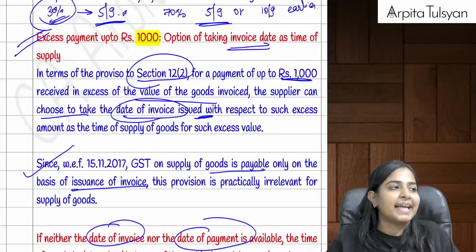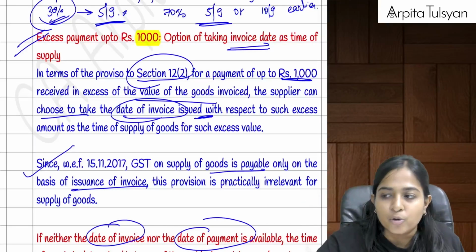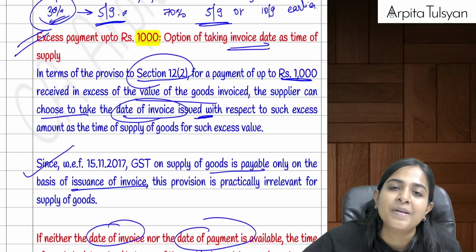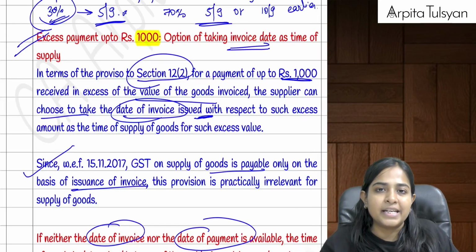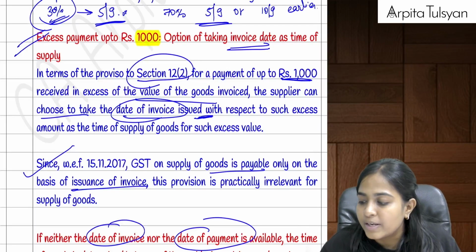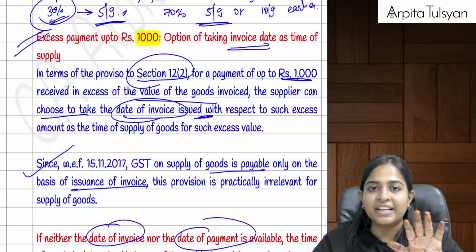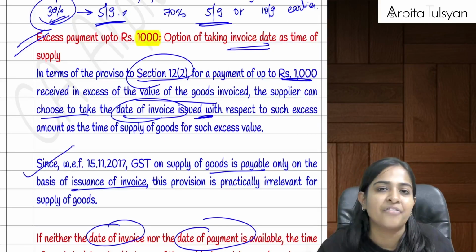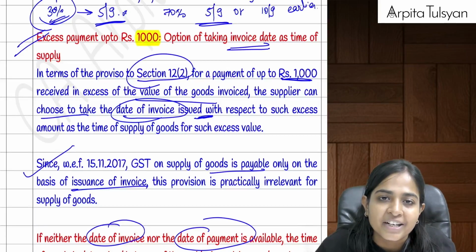Next one is excess payment up to ₹1,000. Normally, if I have supplied you goods, let's say worth ₹5,000, and then after that you have given me the money, let's say 5,500 rupees. I have supplied you the goods only of 5,000. You have paid me 5,500. Can I say that I have received some excess amount of 500 rupees here?